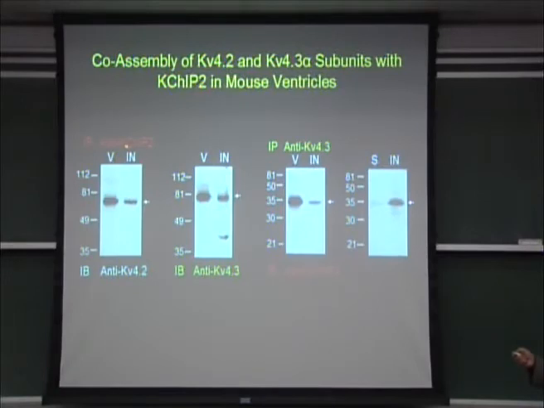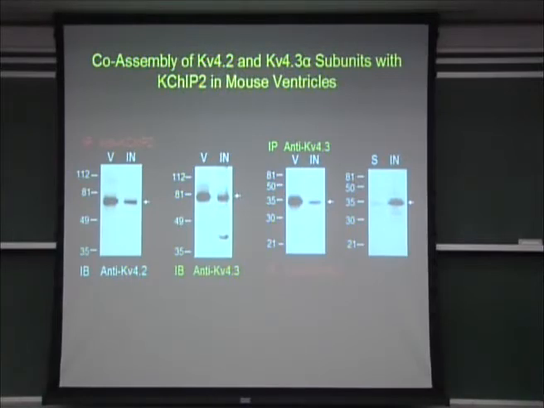So when we immunoprecipitate with the K-chip and probe with 4.2 and 4.3, you can see both 4.2 and 4.3 co-immunoprecipitate with the K-chip. In the reverse experiment, precipitating with 4.3 and probing with K-chip 2, I think you can see that the K-chip 2 co-assembles with 4.3. And interestingly, if we look at the supernate in these immunoprecipitations, there's very little K-chip 2 left, suggesting that the KB4 alpha subunits are the primary partners of K-chip 2 in the mouse heart.